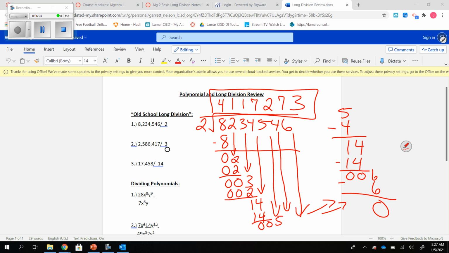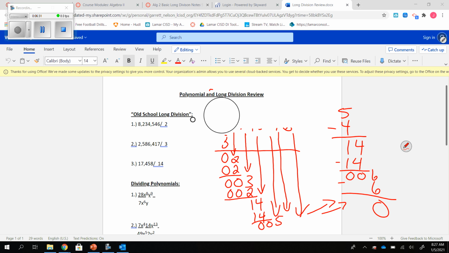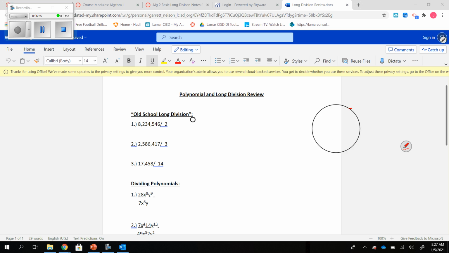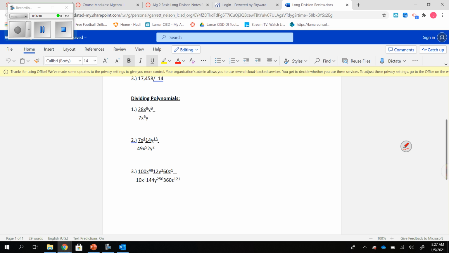And I know what you're asking. Why are we doing all this work when I can just put it in the calculator? Because we're not going to be able to put polynomials in the calculator. We're about to divide polynomials right now. I just want to do one like that of long division. So we scroll down. Here we go.